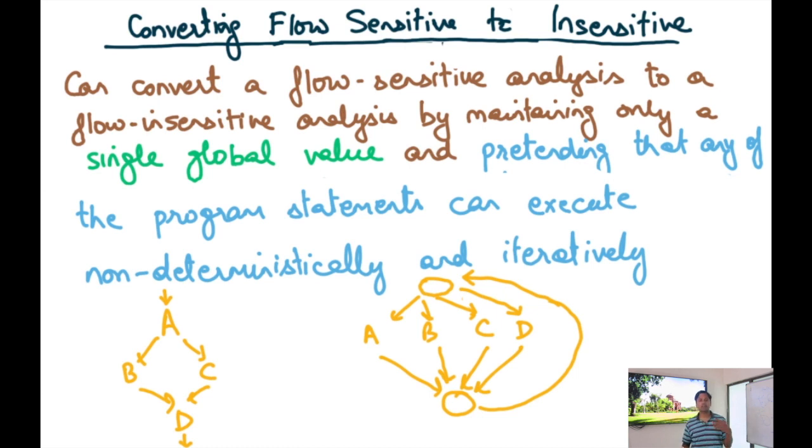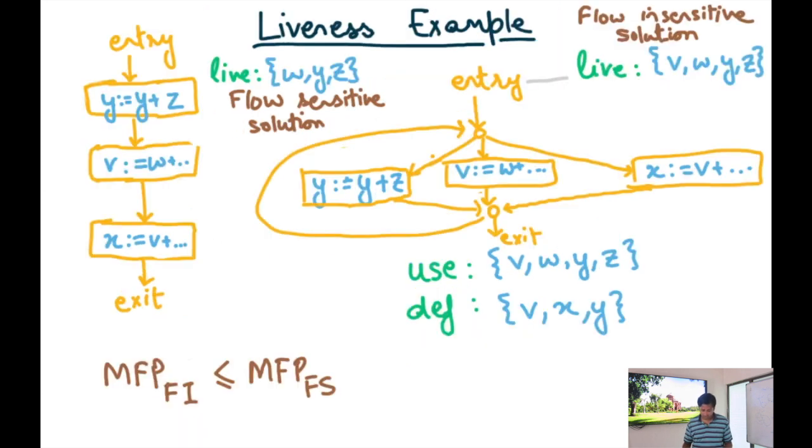And I can use the same transfer function. So let's say I'm doing constant propagation. I can do constant propagation in a flow sensitive way on the original graph, when I maintain a value at every program point, or I can do the flow insensitive analysis for constant propagation, where I just pretend that all these instructions are completely independent and they can be executed non-deterministically one after another in any order. Now, the only issue is that if I do this non-deterministic execution of instructions, I can get less precise answers.